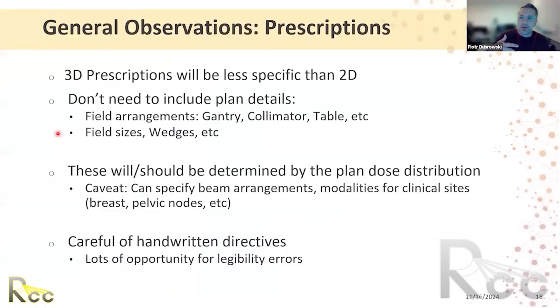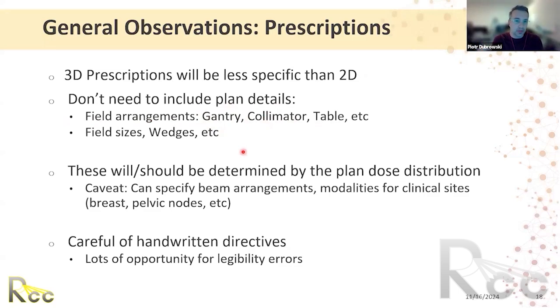So, general observations. In the past, when clinics submitted their documents, there were some general trends that I pulled out from the previous presentations. Basically, for prescriptions, the 3D prescriptions are less specific than prescriptions in the 2D world. In the 2D era, the prescription actually determined how the plan would look, right? You would determine the gantry angle, collimator, the table positions, how big the field size should be, the wedges. In the 3D era, you don't need to do that because the plan will determine that.